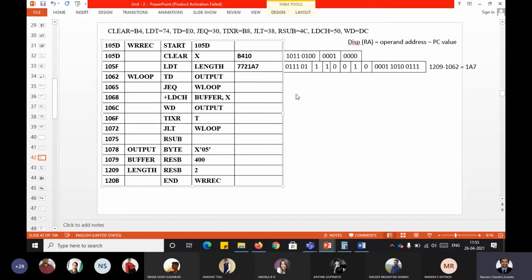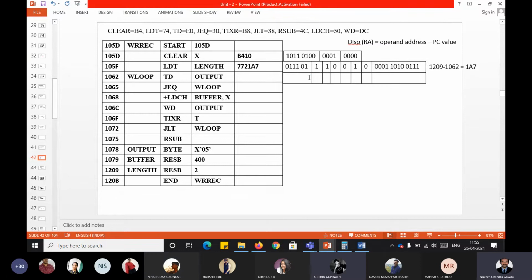I hope you guys are understanding. That's the object code of the LDT length, which is format 3. Students, are you understanding? Yes, sir. I'll take up the next example. I'm going a little faster compared to the previous example because I hope you understood the previous example in detail.